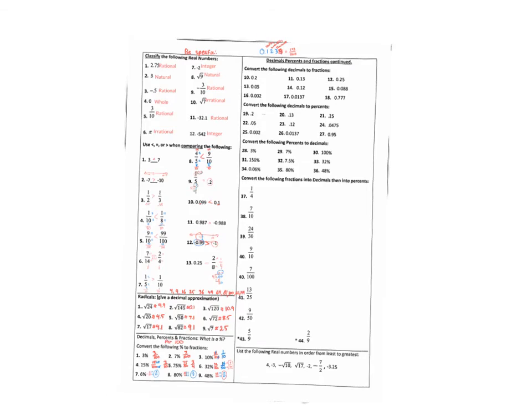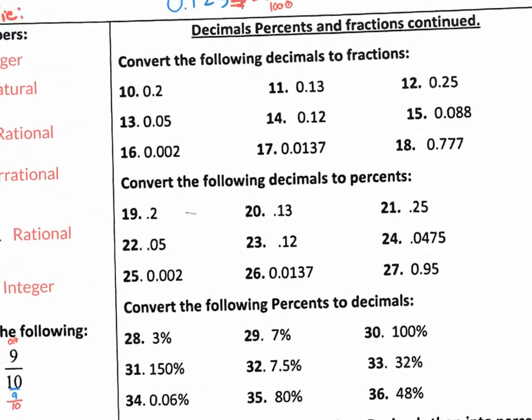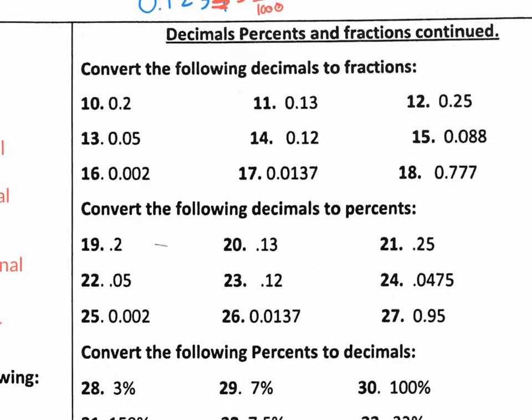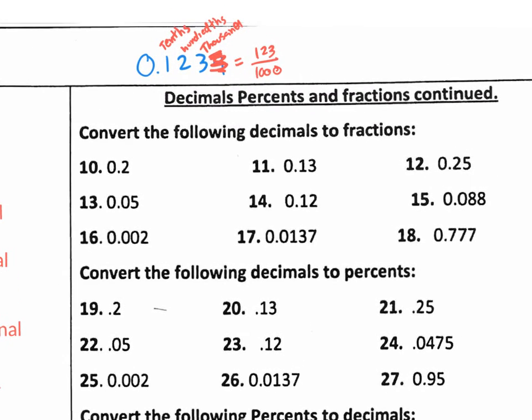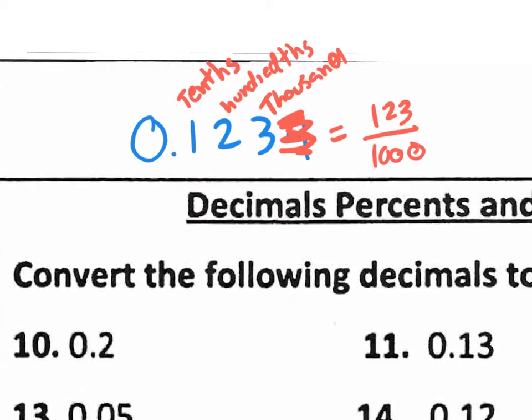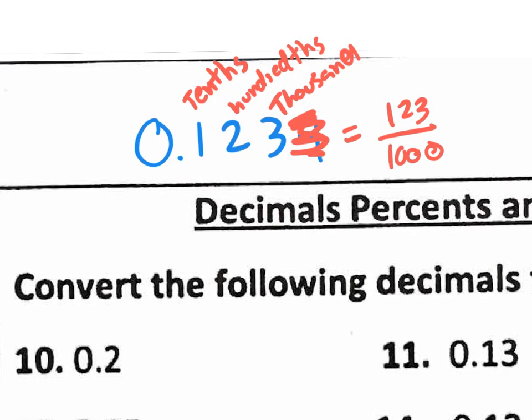Okay, guys, this is the fourth day. We're covering a lot. We're going to convert the following decimals to fractions, and the trick is to know your place values on decimals. So we know that the first place value after the decimal is called the tenths place value. Then this one's the hundredths, and this one's the thousandths. Then you've got the ten-thousandths, and so on and so on.